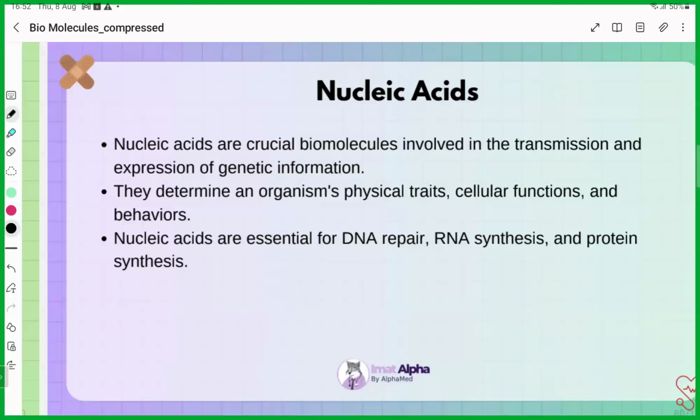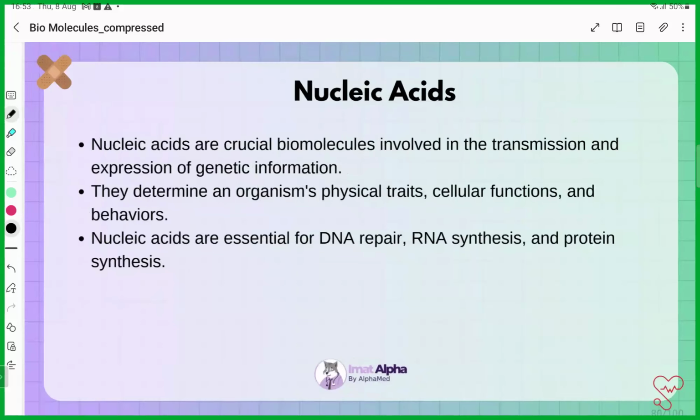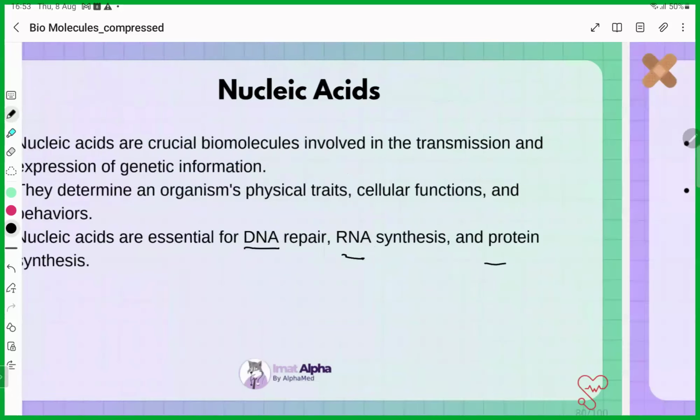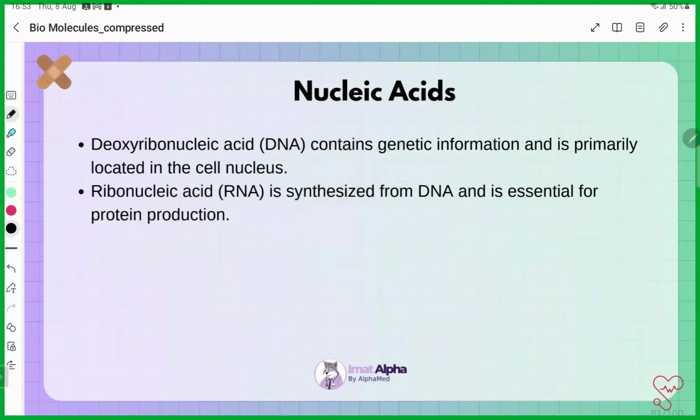Nucleic acids are crucial biomolecules involved in transmission and expression of genetic information. They determine an organism's physical traits, cellular functions, and behavior. Nucleic acids are essential for DNA repair and RNA synthesis and protein synthesis. Deoxyribonucleic acid contains genetic information and is primarily located in the cell nucleus. This is DNA. Ribonucleic acid is synthesized from DNA and is essential for protein production.